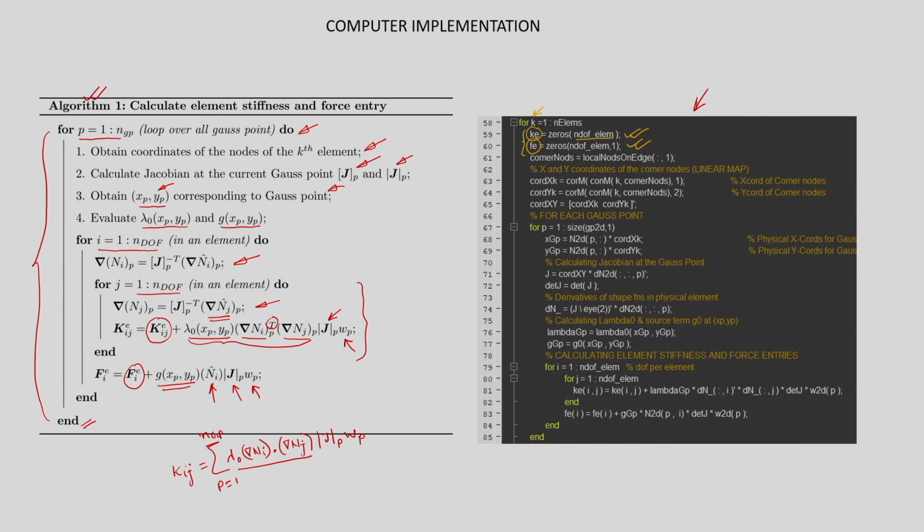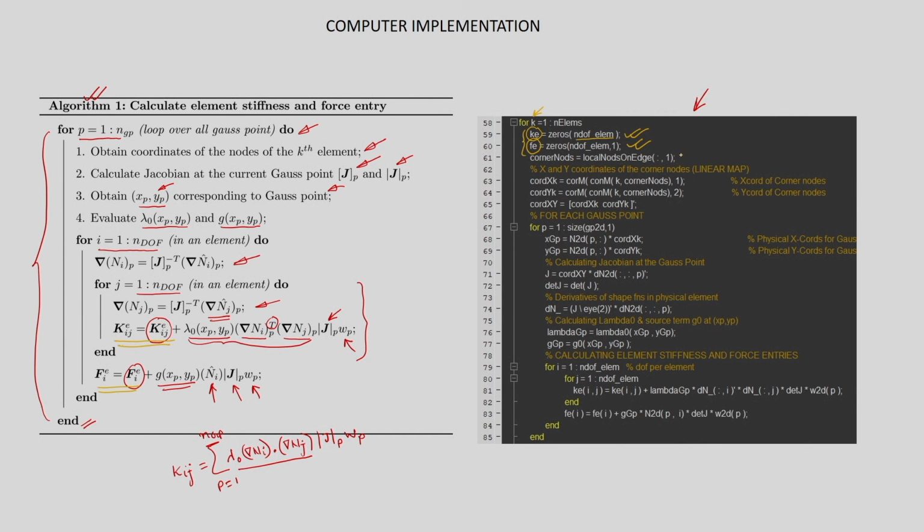because once we add the contribution of the kth element to the global system of equations, then we will again calculate the contribution of the K plus 1th element. In that case it should not get added, because as you can see here we are basically adding the force entries to itself. So, that is why at the beginning of every element we have to ensure that Ke and Fe are empty. So, this is very important.